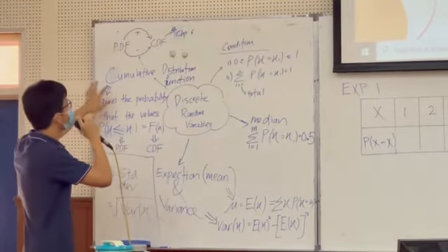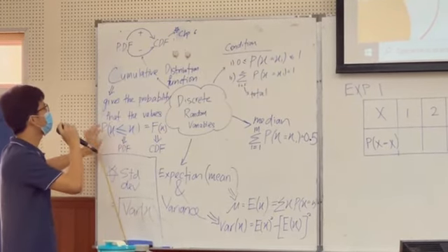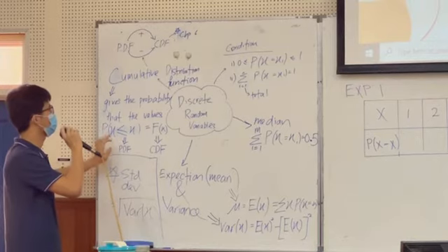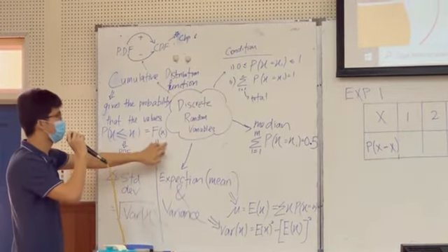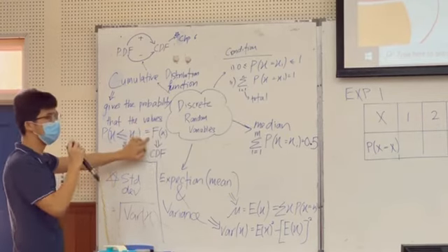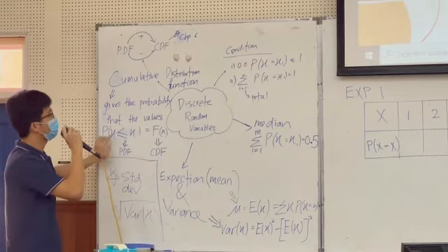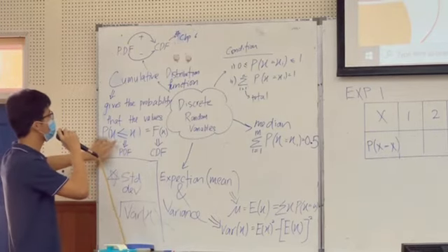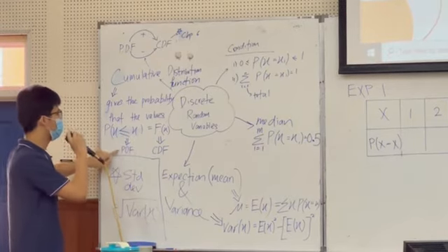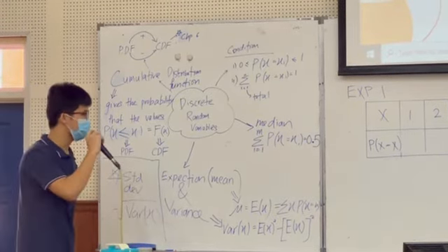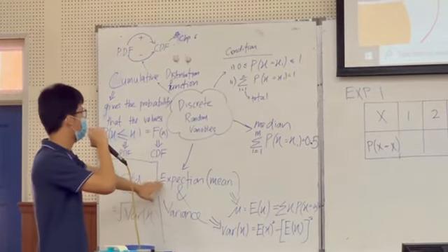The cumulative distribution function gives the probability that the value is less than or equal to x, and it equals F(x). If the question gives you F(x), it means that it gives you the CDF. If the question gives you P(X = x), it means that the question gives you the PDF. Okay, so next we move on to the next part.